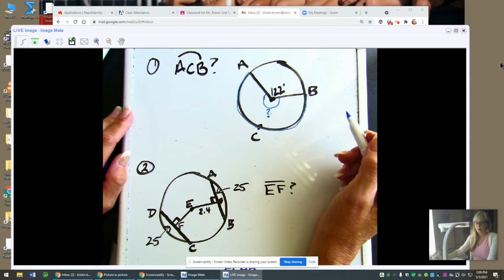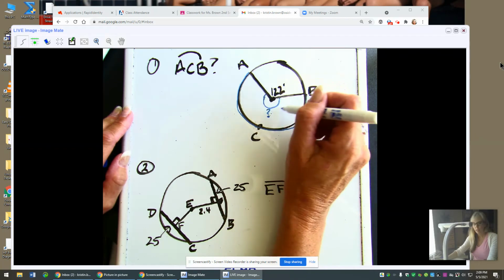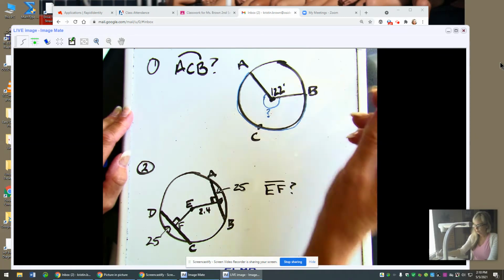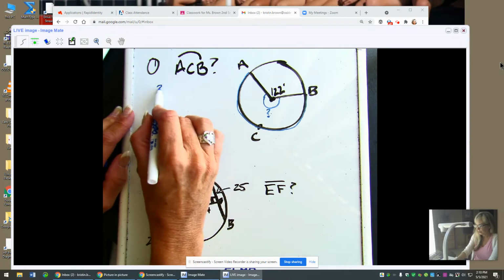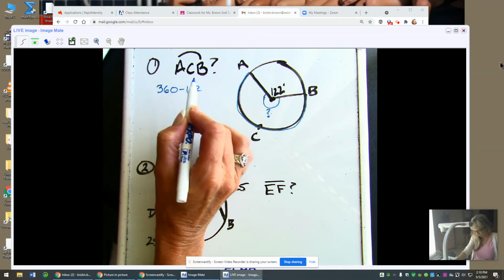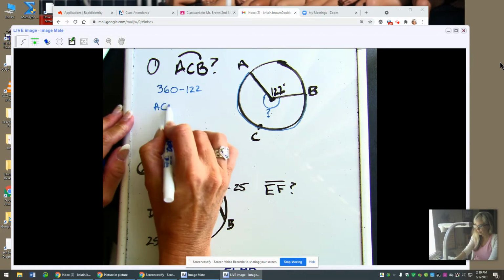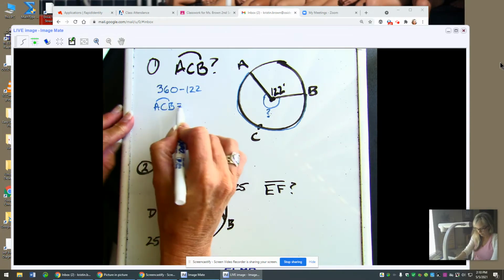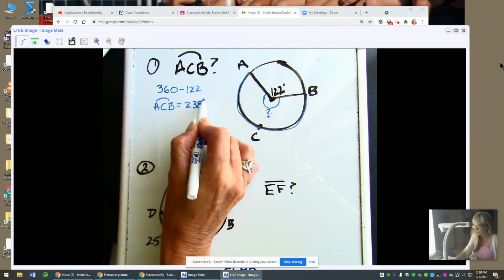Sorry, checking my vocabulary. Yeah, that's correct. So since we know a full circle is, not 180, what am I talking about? It's 360 degrees. We'll take that and subtract the 122, and we're going to get 238. So arc ACV is 238 degrees.